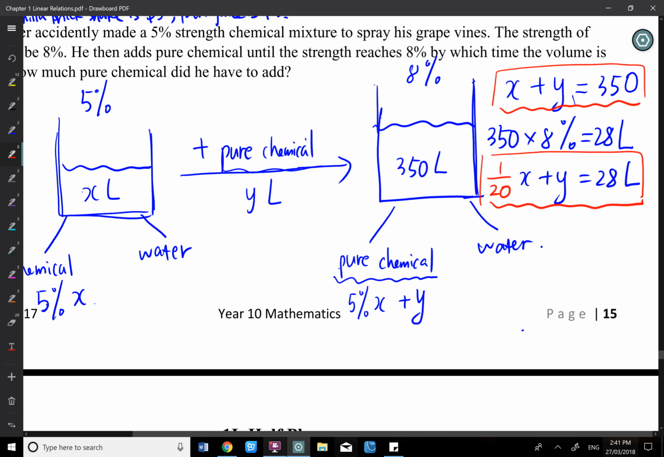Where do we get the 28 liters? The final product is something we know already. We know there's a final product of 350 liters with 8% strength, so I can calculate the amount of chemical in that solution. But the pure chemical comes from two places: one is the original bottle and the other is the pure chemical added. Those two amounts add together to give you the 28 liters, and the volumes we add together should give you 350.